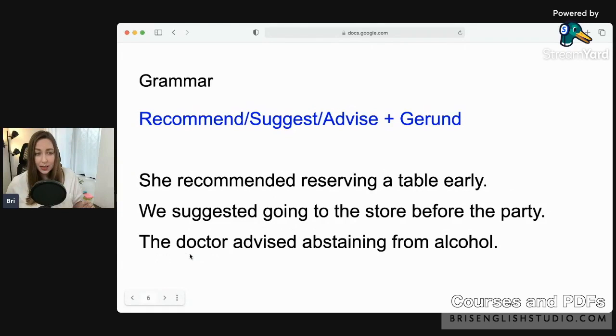Last one, the doctor. We have another person of authority here. The doctor advised abstaining from alcohol. Okay, so this might be a new word for some of you. So abstain means to not do something. Okay, the doctor advised abstaining from alcohol, so not drinking any alcohol. Abstaining is a gerund. Okay, very good. We have a few more points.